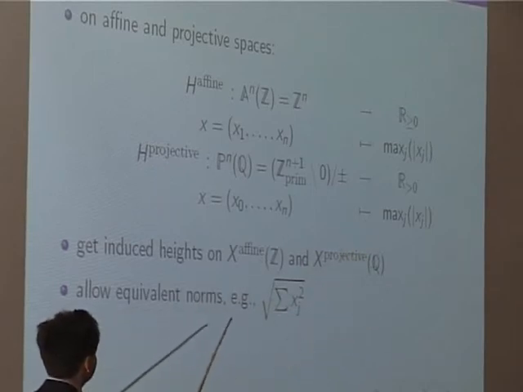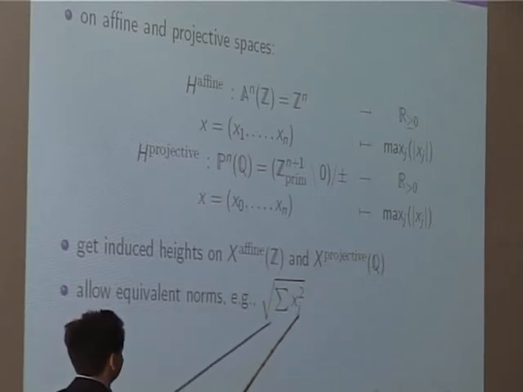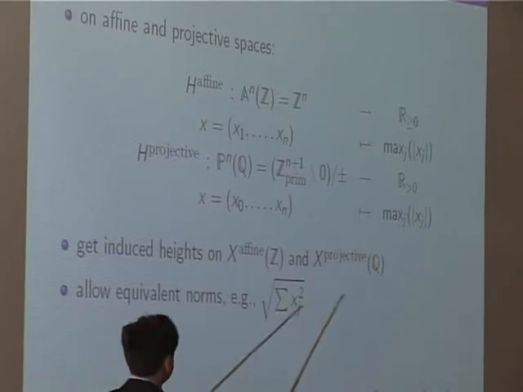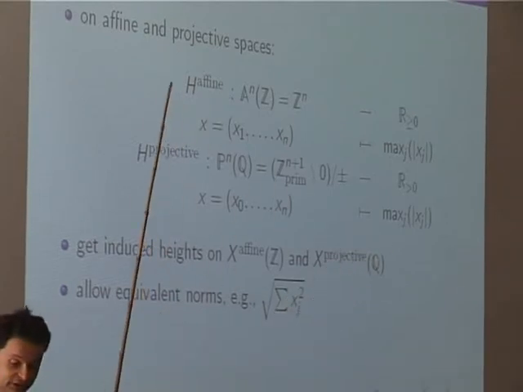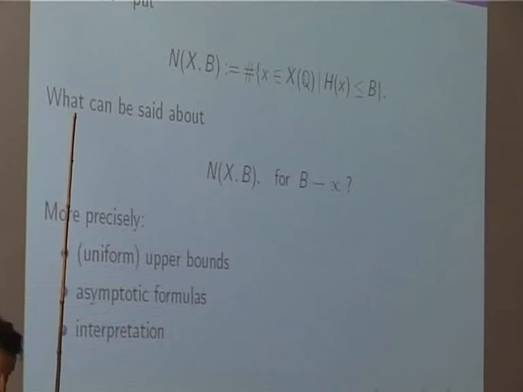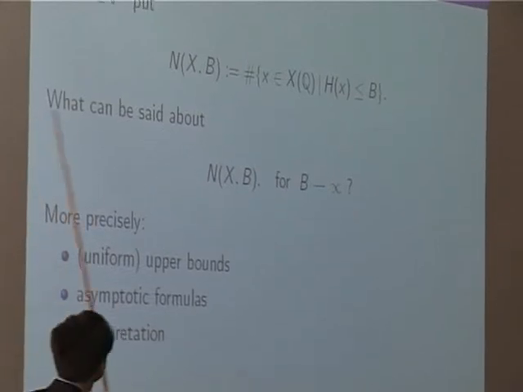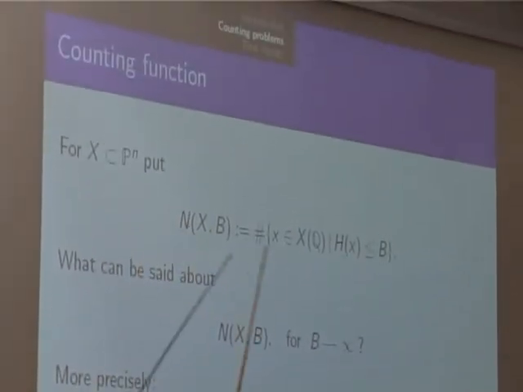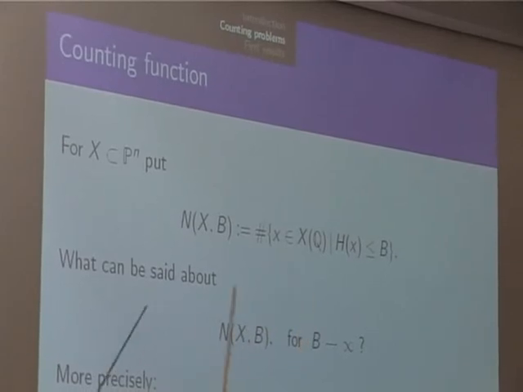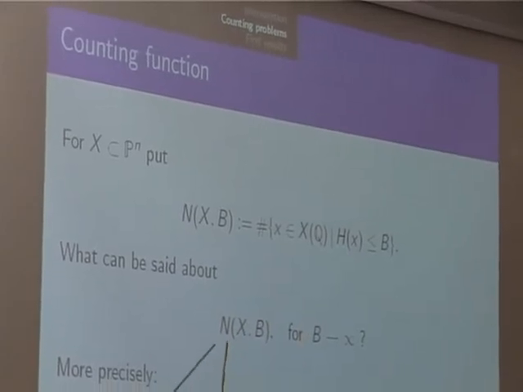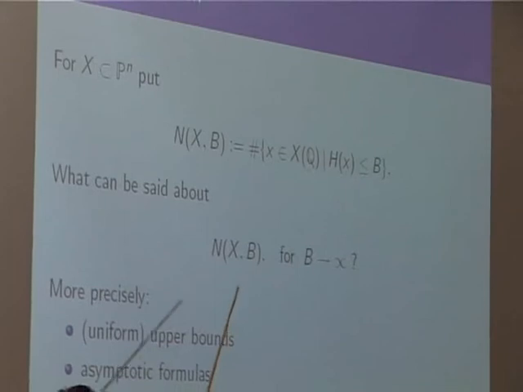And we also allow equivalent norms. So we may replace the maximum of the coordinates by the square root of the sum of squares, or anything else comparable to this. We have a counting function. So we have a subvariety in P^n. We look at all rational points of bounded height. And the question is, what about these asymptotics as B goes to infinity?